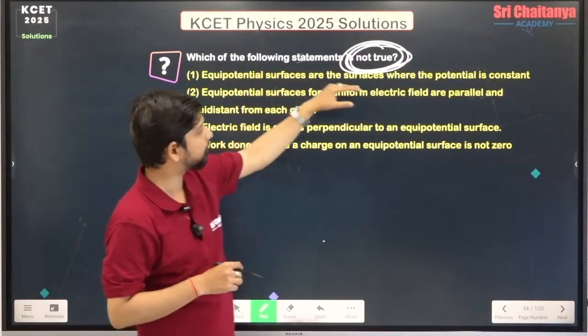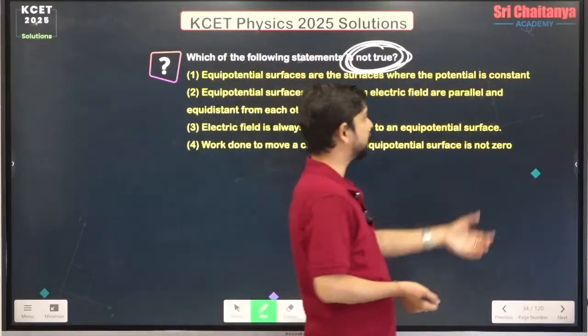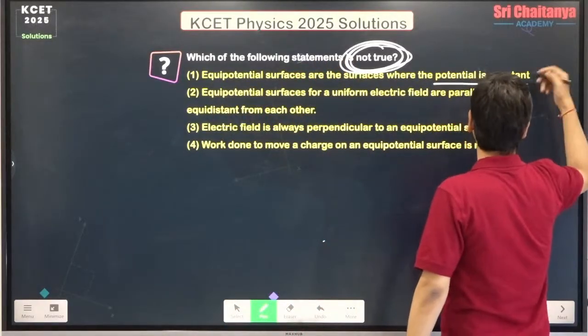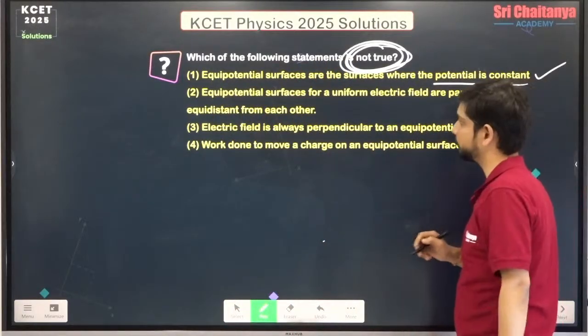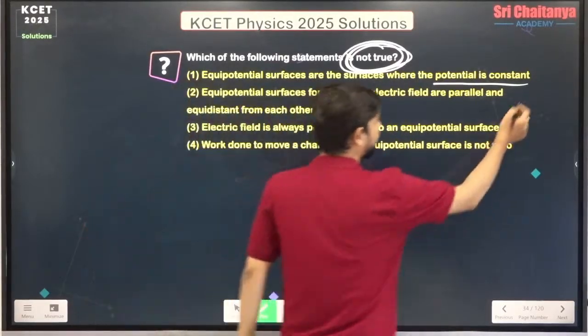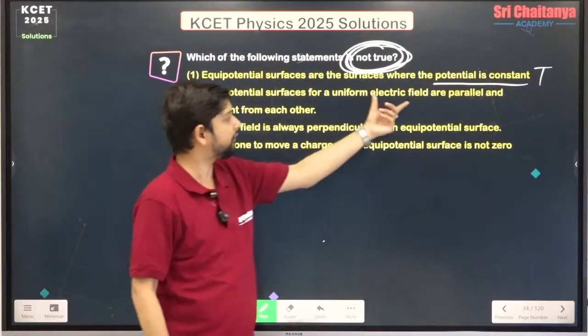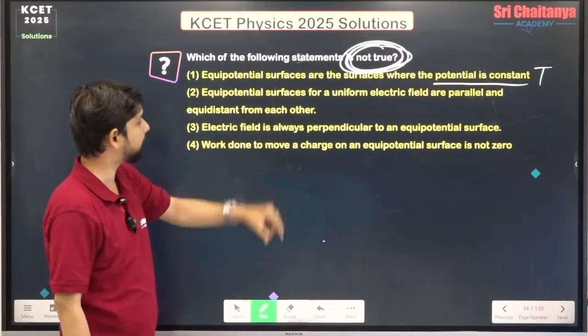Equipotential surfaces are the surfaces where the potential is constant. This is a true statement. That's why it is known as equipotential, because the potential is same, equal, constant. So this is true. I am writing true so that you don't get confused. Then, equipotential surface for a uniform electric field are parallel and equidistant from each other.